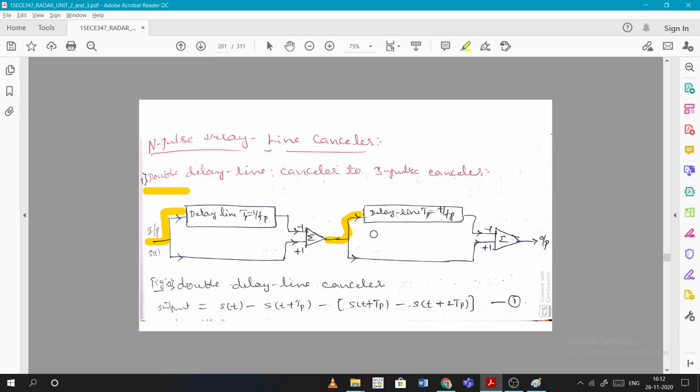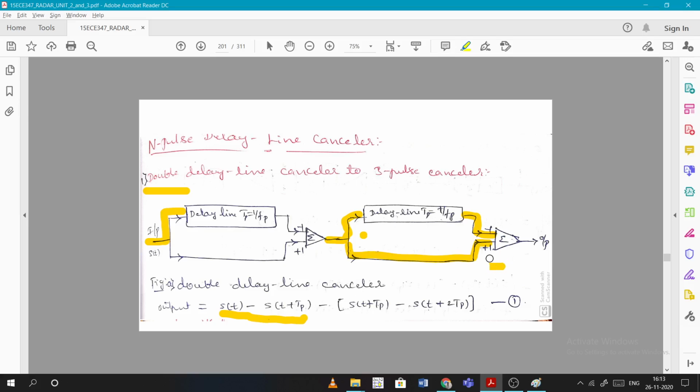Again it is sent to another delay and the original signal will be compared with that. Okay, now double delay. Basically, if the input is s of t, it is sent into this delay, that means it will be s of t plus tp. So the difference output of the first delay line is s of t minus s of t plus tp, and this output is then sent here, right?